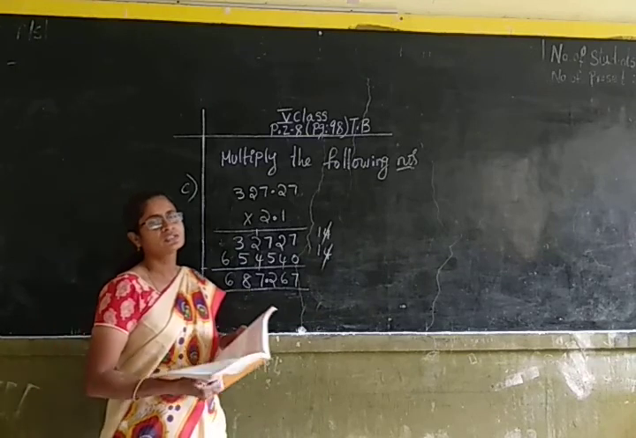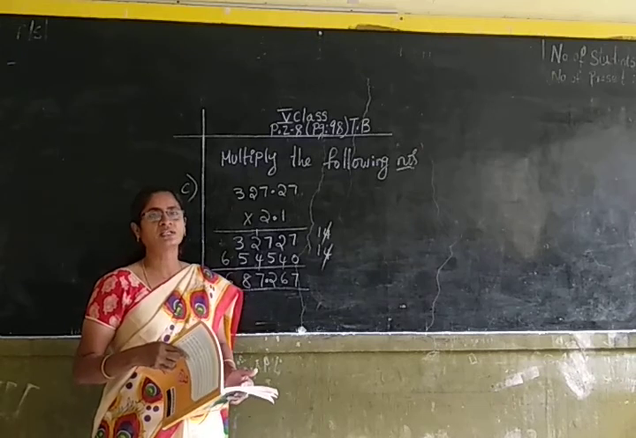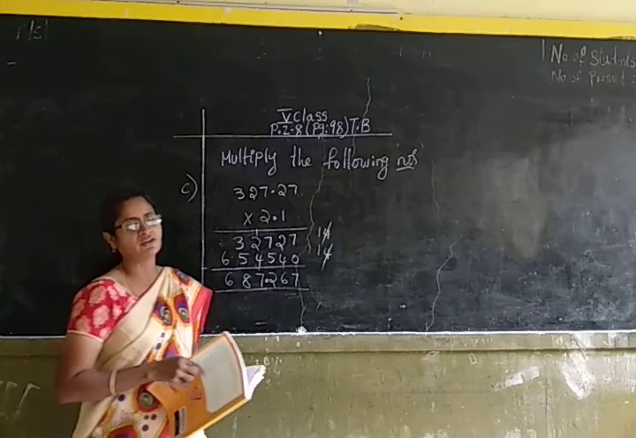Okay children. So this is the way of doing the multiplication of decimal numbers. All of you do the D sum in practice zone 8 for homework.